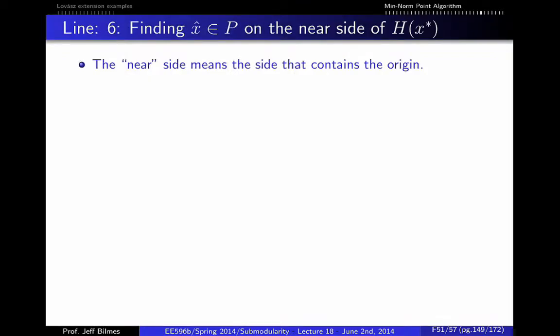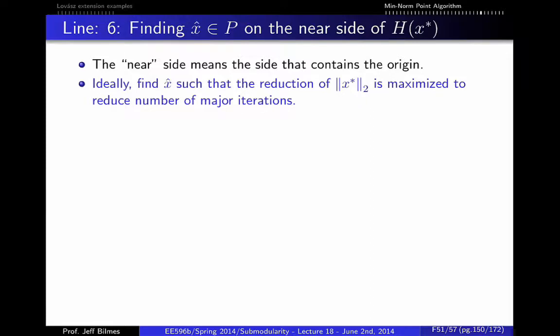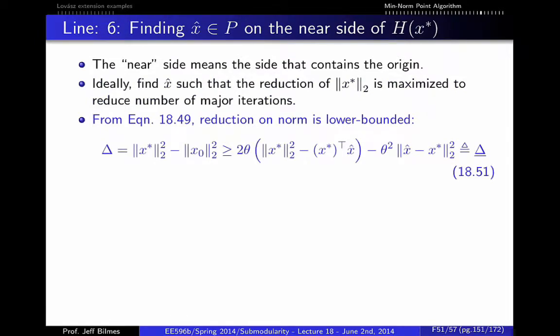So now, a couple of other things I want to say. The near side means the side that contains the origin. Now when we do this in line 6, we want to find the x star that reduces the norm as much as possible. Right? Now that potentially might be hard. Now here's the actual reduction. So delta is the reduction here, which is this.